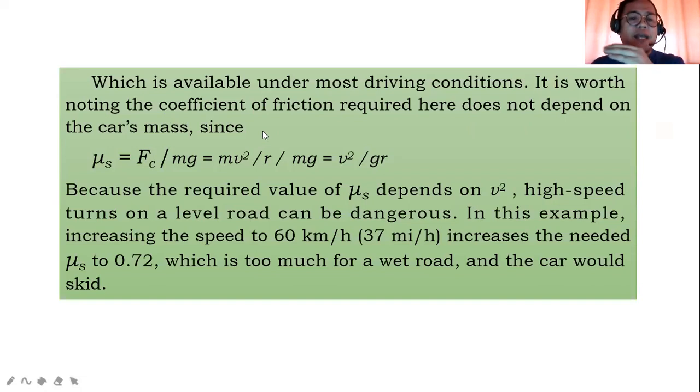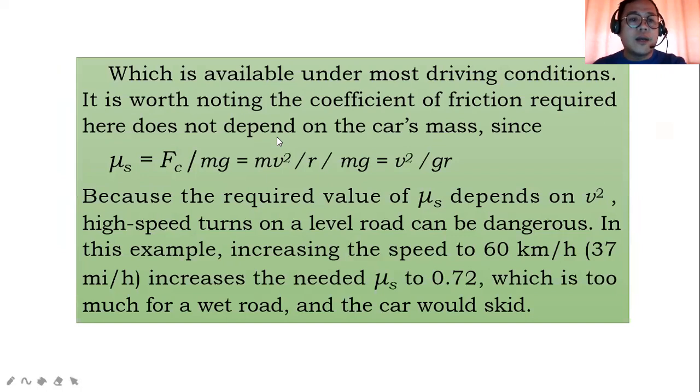But if it is angled, or if it is banked, the mass or the weight of the car matters. The weight of the car matters when banking. It is nicer when the road is banked. So here, which is available under most driving conditions, it's worth noting that the coefficient of friction required here does not depend on the car's mass. So here is the formula. Our first lesson was on the flat road.